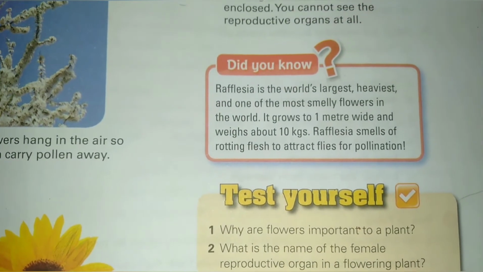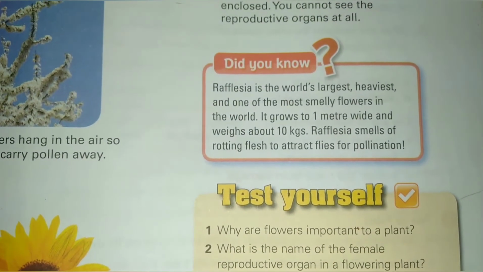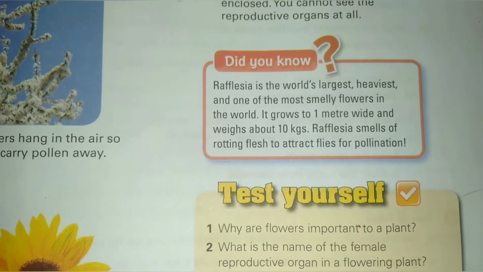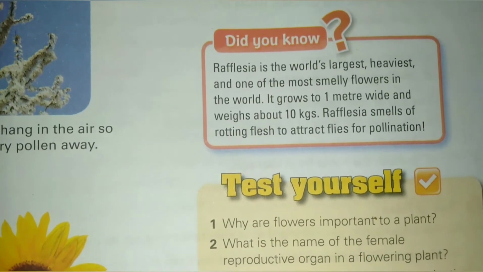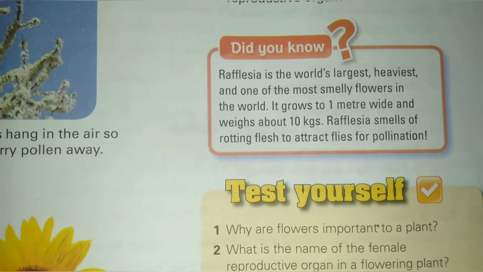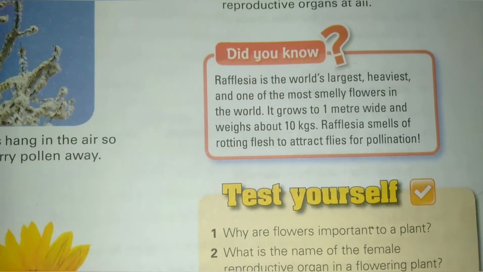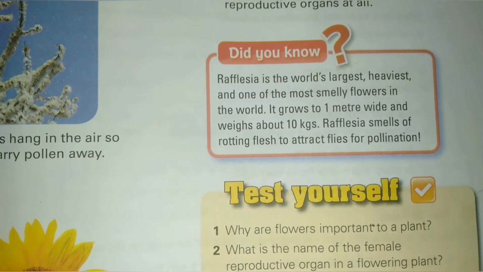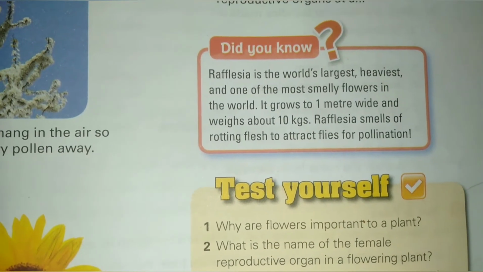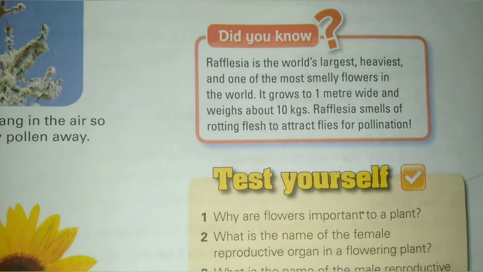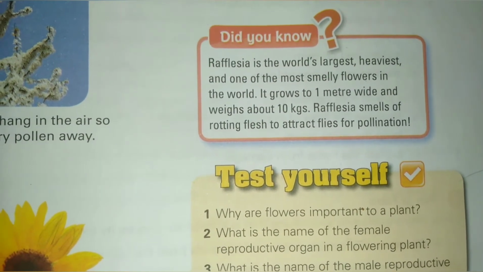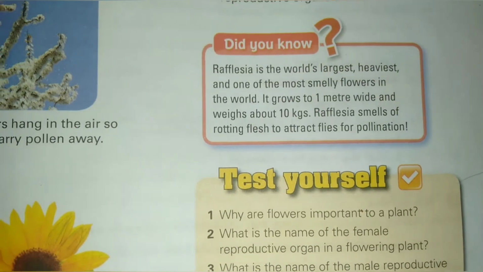The largest, heaviest and smelliest flower in this world is known as Rafflesia. It grows to 1 meter wide and it weighs about 10 kilograms. The smell of the Rafflesia flower is like rotting flesh, so that flies can easily be attracted towards it, and they help in pollination.